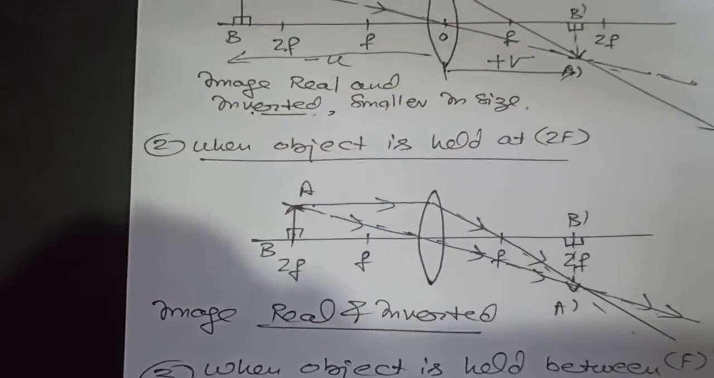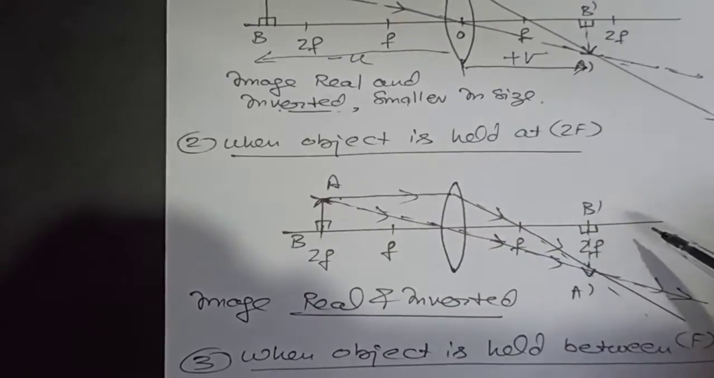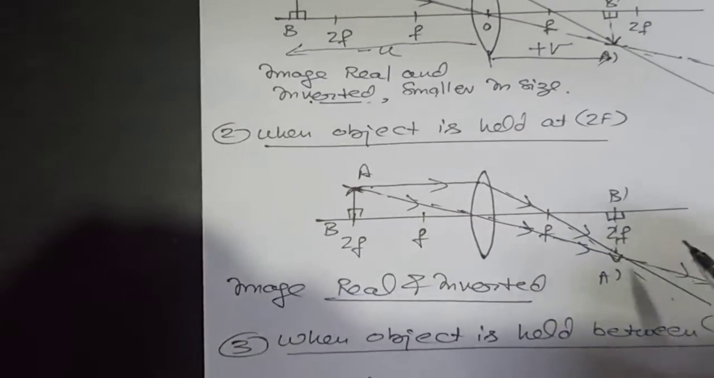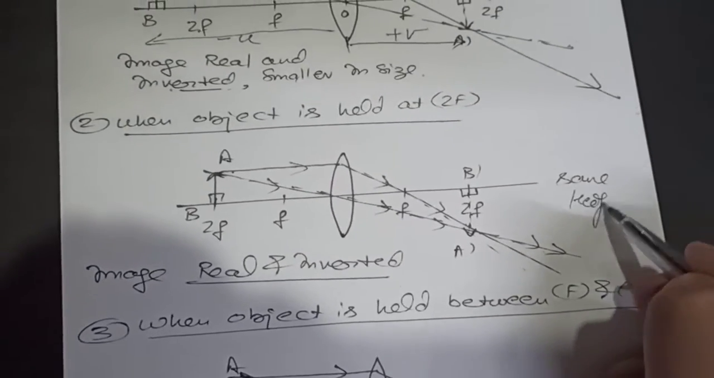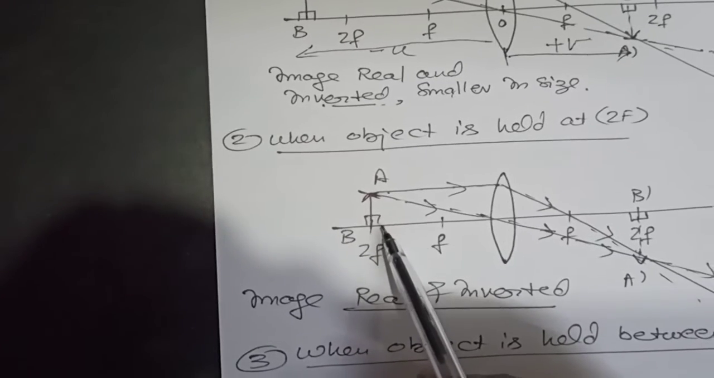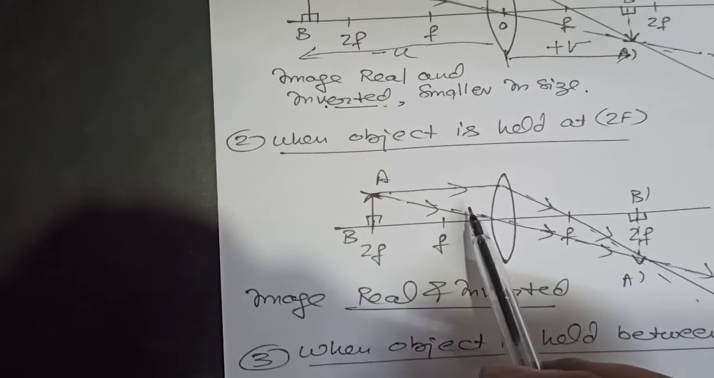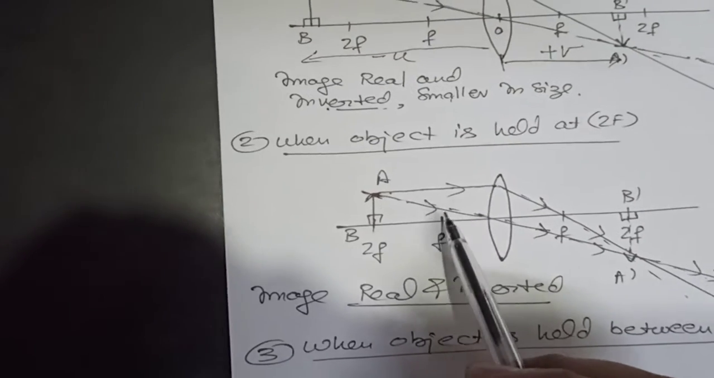So the second case is this: when an object is placed at 2f, the image is at 2f and of the same height. This we can write down as of same height. So how? Again at 2f, this is the same case as when the object is placed in the mirror at the center of curvature. We get the image at the center of curvature and of same height.